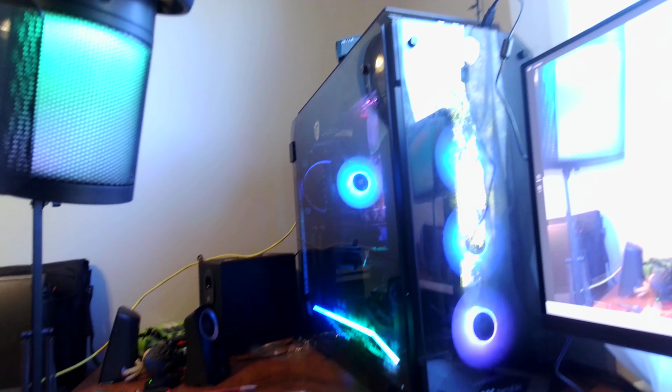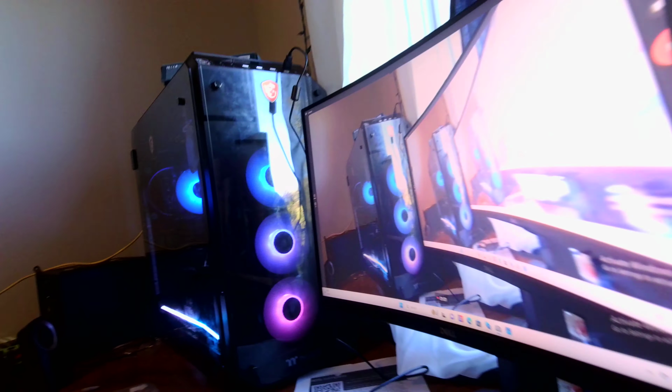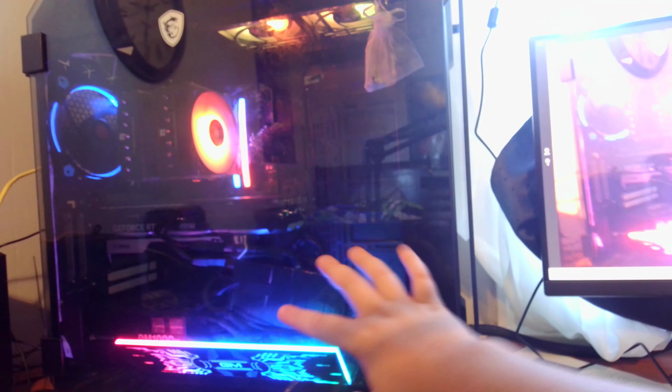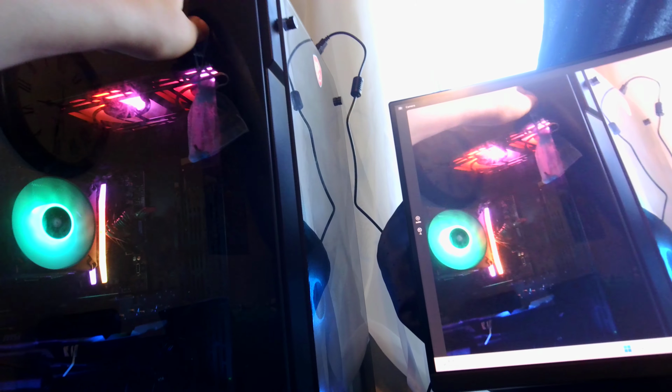Here is the PC. Let's get done with the sun glare. These are all Corsair fans. This is the inside. I have a little blocker thing right there. Let's get into chatting about the parts. Let me just unscrew it.